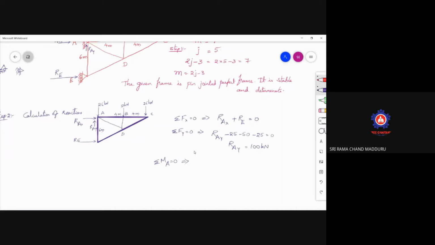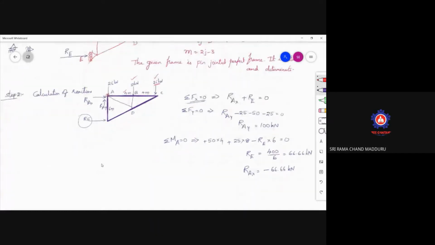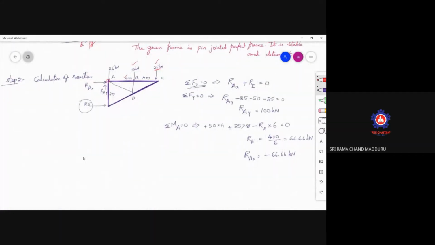So when sigma M about A is equal to 0, clockwise will be considered positive, anti-clockwise will be considered negative. So you are taking moment about this point. RAX will not come, RAY will not come, 25 kilonewtons will not come. Why? Because I am taking moment about A. Moment is nothing but force times distance. 66.66 kilonewtons is the RE value. Now you know that from sigma Fx is equal to 0, RAX is nothing but minus 66.66 kilonewtons. That's it. So step 2 is that one.